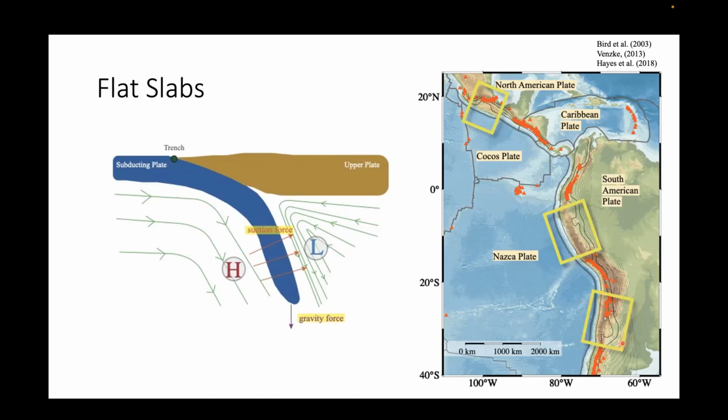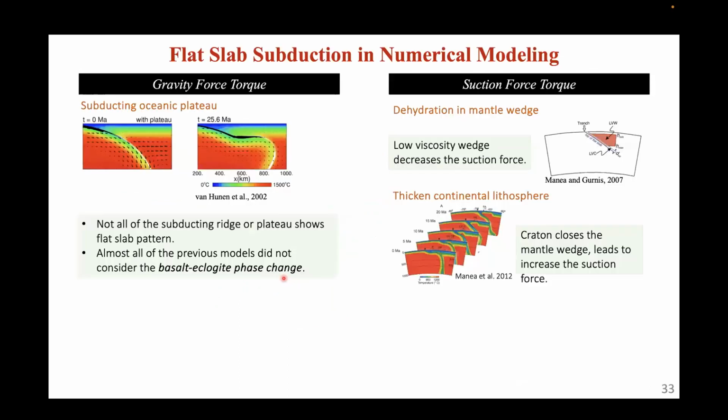To generate a flat slab, it requires that the mantle wedge has low hydrodynamic pressure and the backside of the slab has high pressure, and this pressure difference will push the slab angle to become shallower. Then you need to maintain this kind of low pressure configuration for a long time, otherwise the slab will sink to a steeper angle due to its gravity.